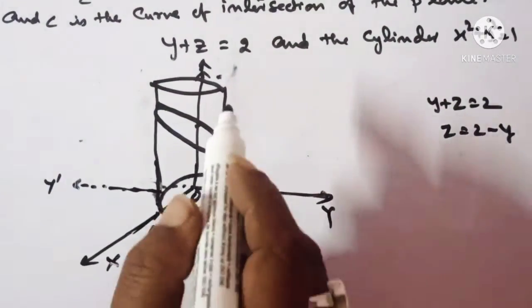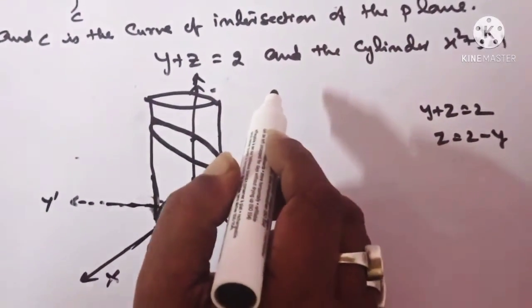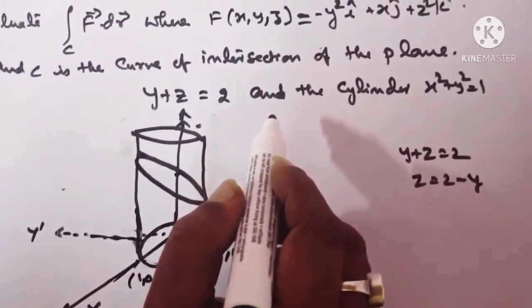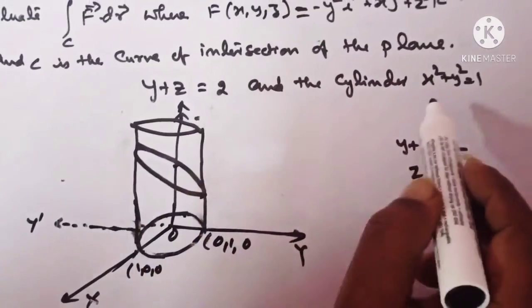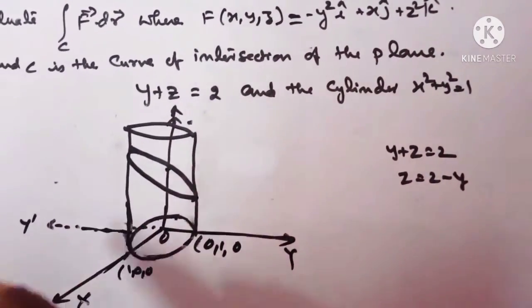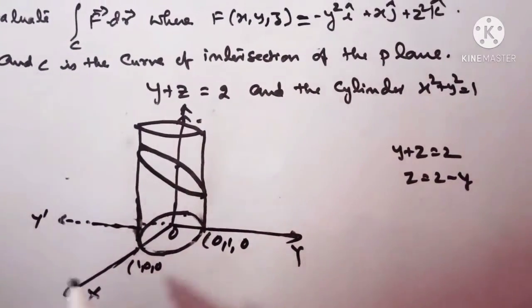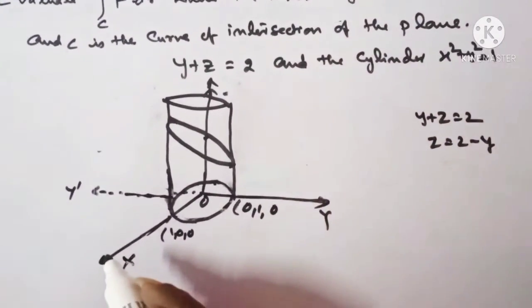Therefore, the main point here is that first of all, you have to find out what type of plane is going to be created by the intersection of this cylinder and the plane. This is your first very important point. What type of plane is going to be created?